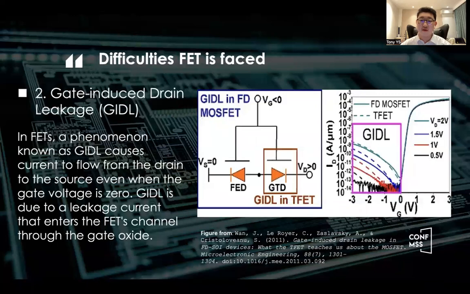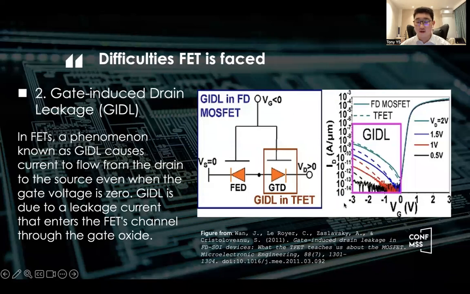Another difficulty is gate-induced drain leakage, which causes current to flow from the drain to the source even when the gate voltage is 0. The gate-induced drain leakage is mainly due to a leakage current that enters the FET's channel through the gate oxide.